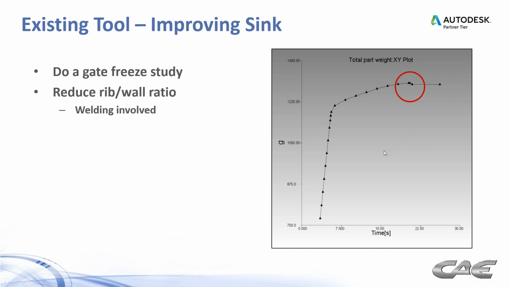Again, there's not much you have at your disposal, but I've seen it happen where you go back and try to reduce the rib to wall ratio. So, major tool modifications generally need to be made in those situations. Maybe some welding, so forth, to make that happen. That is not a pleasant experience to have to go back and do that after the fact.